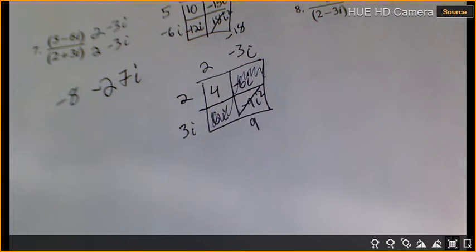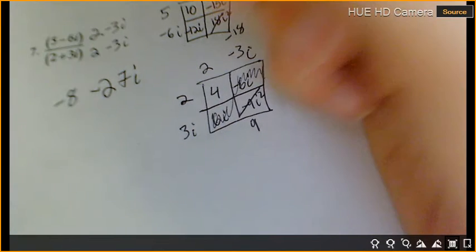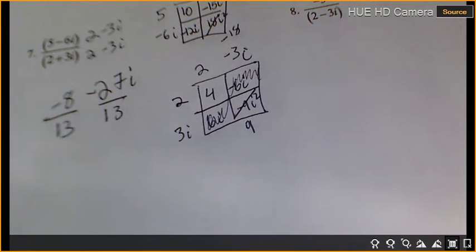Okay, what's 9 plus 4? 9 plus 4. Shh, gentlemen. We've got 13. So you just put 13 under each one of these. Yep, because 8 divided by 13 does not reduce, and 27 over 13 doesn't reduce.